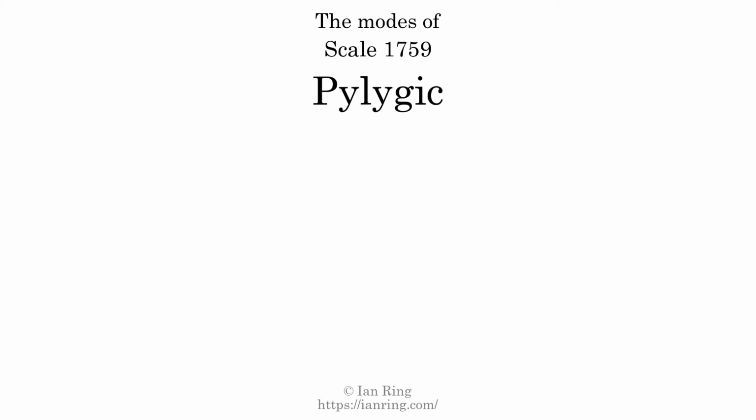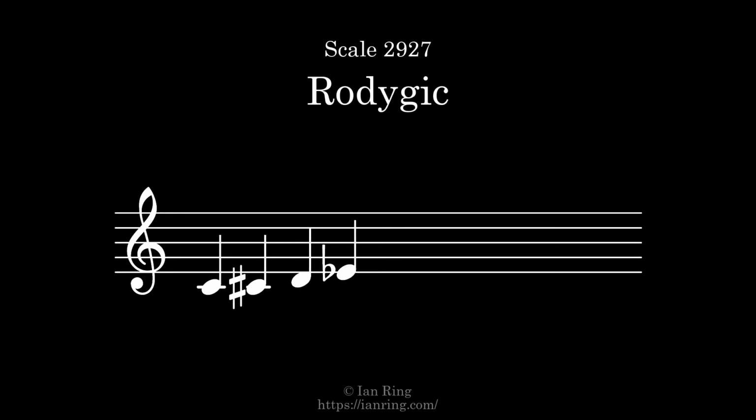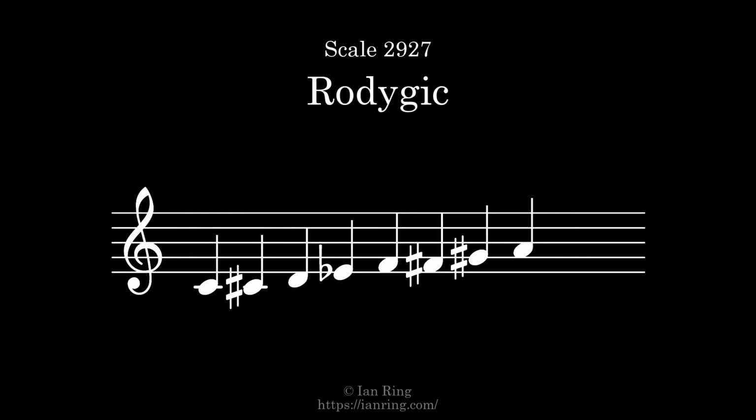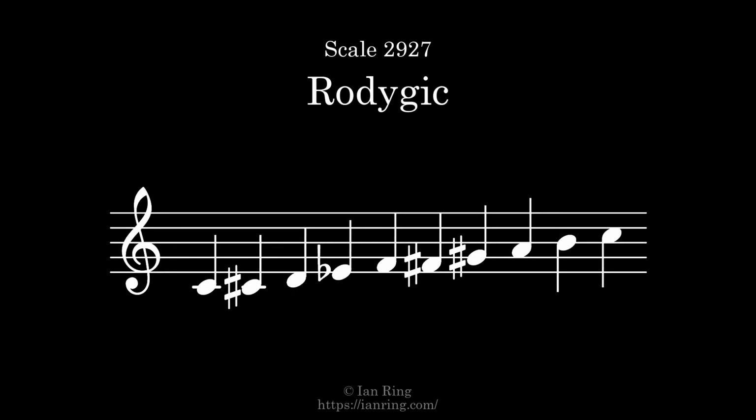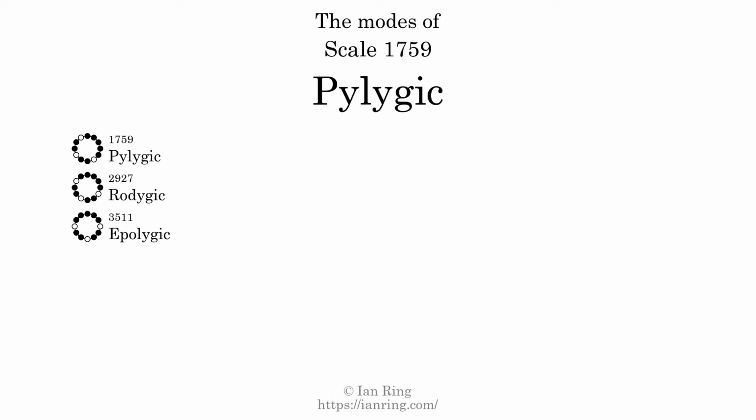This scale has 9 modes. The first mode is itself. The second mode is scale 2927, also known as Pylygic. It sounds like this. The third mode is scale 3511, also known as Pylygic. It sounds like this.